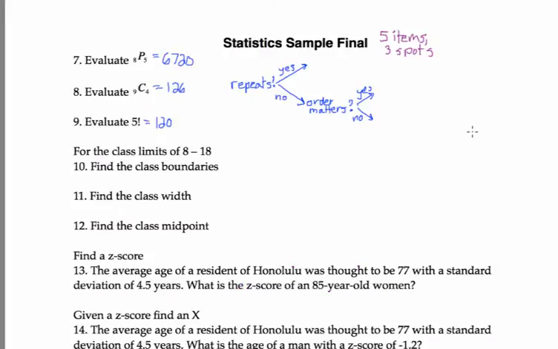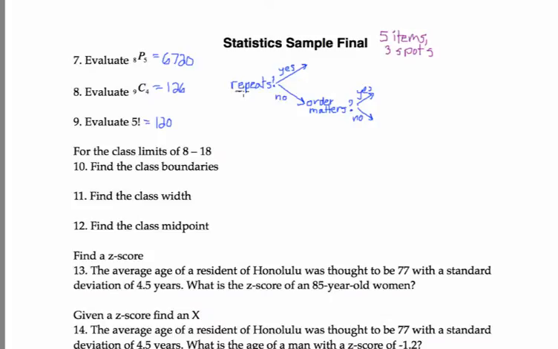Let's look at 7, 8, and 9. These three problems can all be done easily on the calculator. But let's go over our counting rules and which one you would use when. Let's do an example. Let's say you have 5 items and 3 spots to put them in.